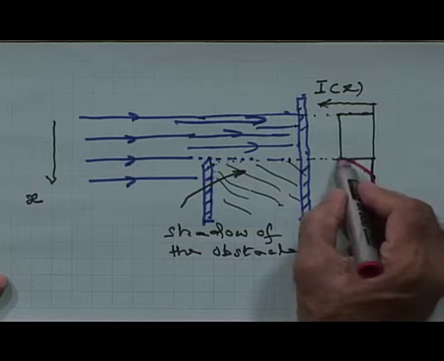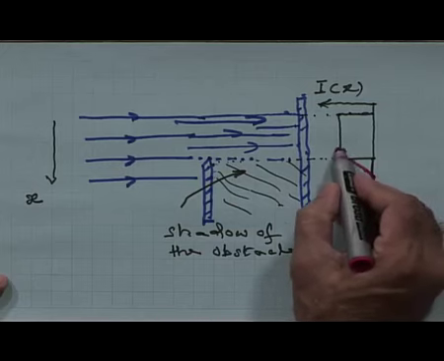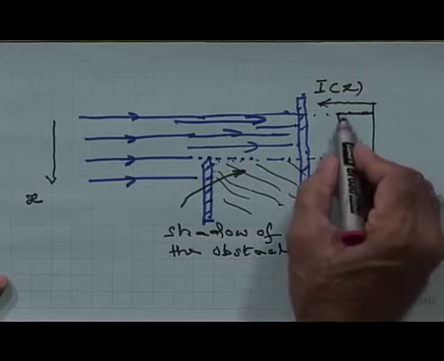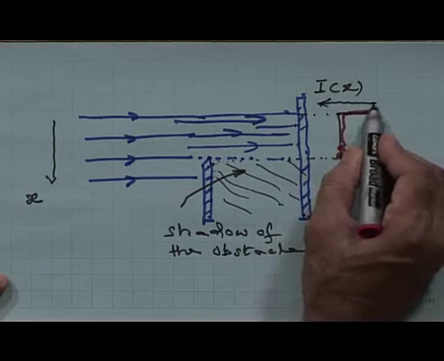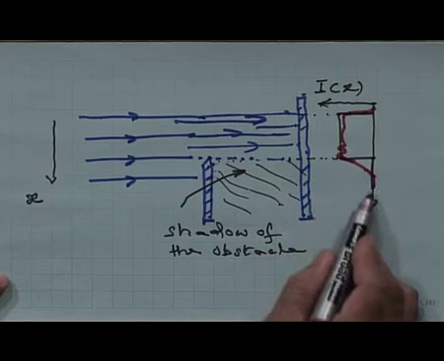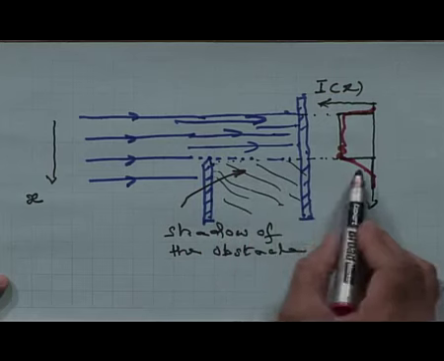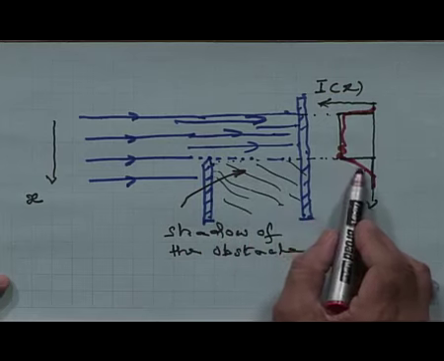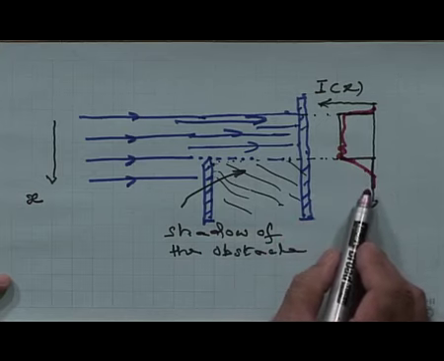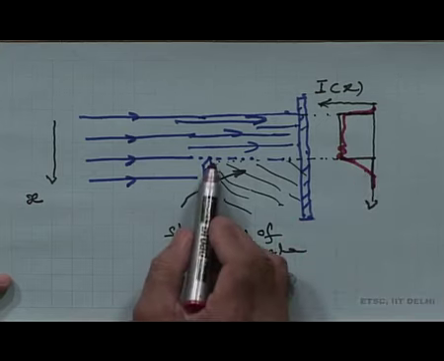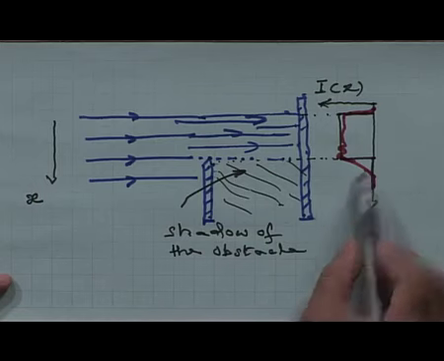The light distribution shows some variation like this, and then you have some light entering this shadow. This is the shadow region. I expect it to be a shadow region, but there is some light intensity in this shadow region. This is because of the phenomenon of diffraction.